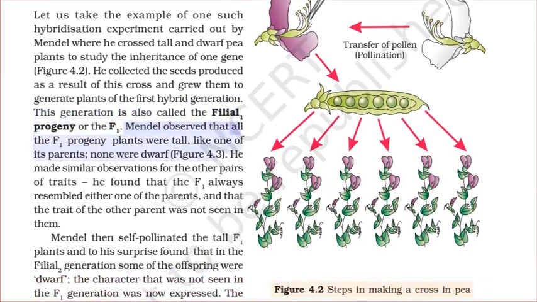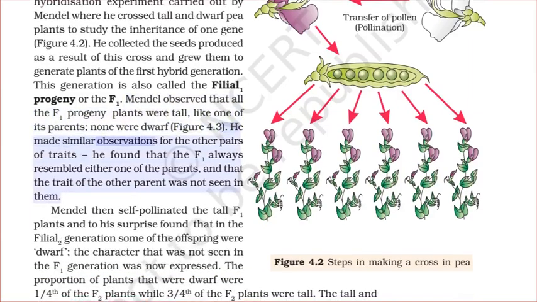Mendel observed that all the F1 progeny plants were tall, like one of his parents. None were dwarf. He made similar observations for the other pairs of traits. He found that the F1 always resembled either one of the parents, and that the trait of the other parent was not seen in them.